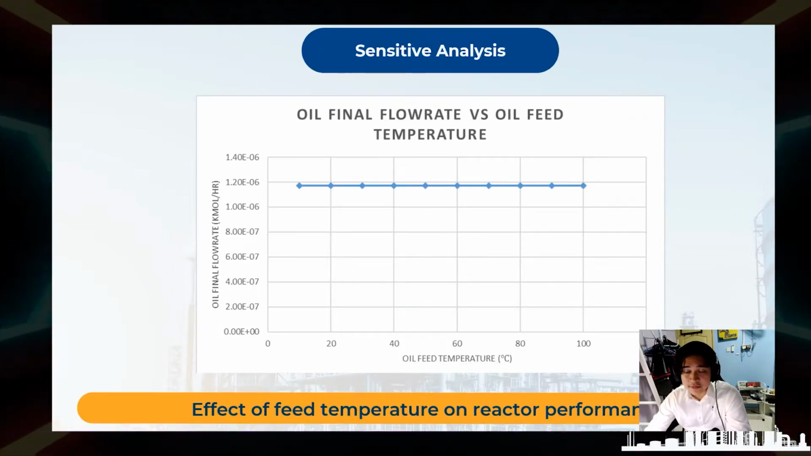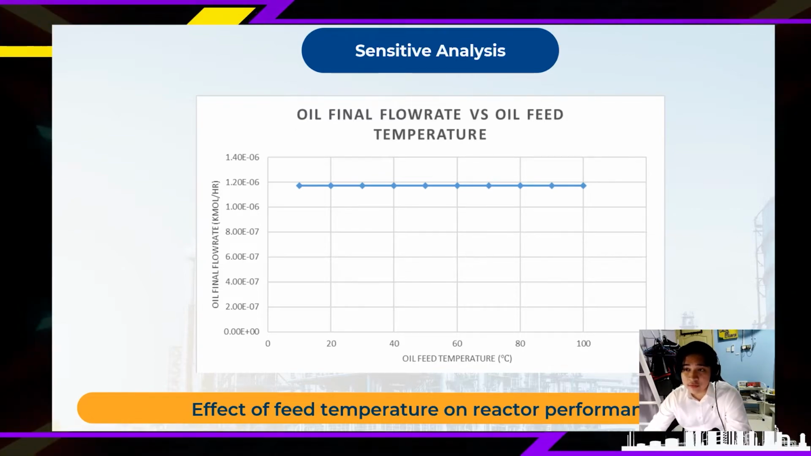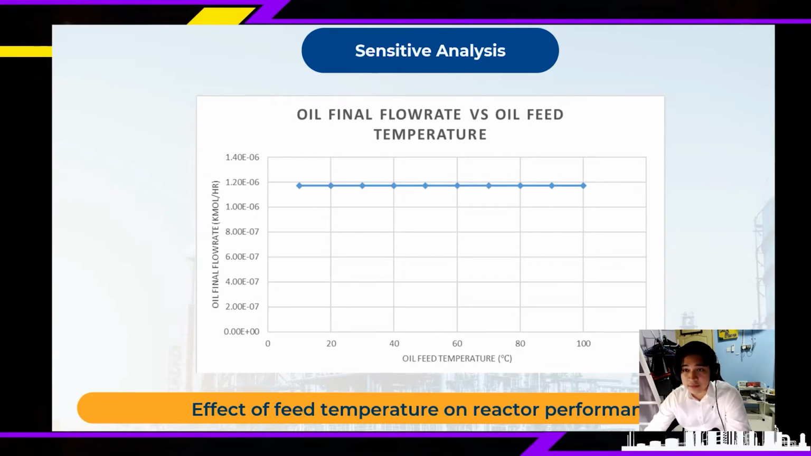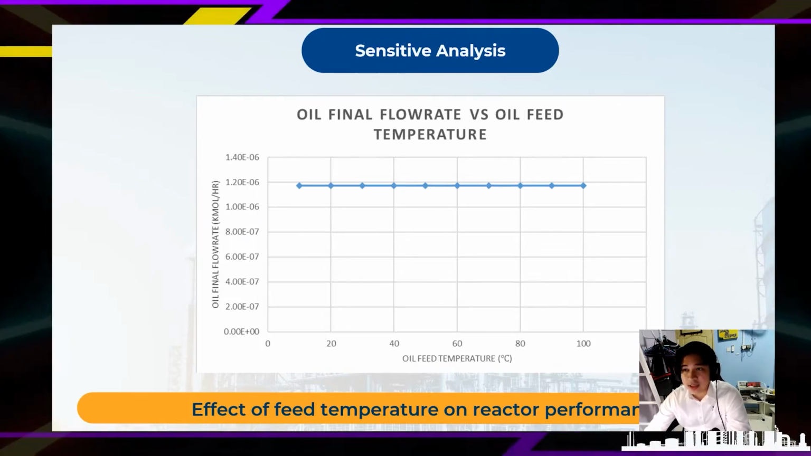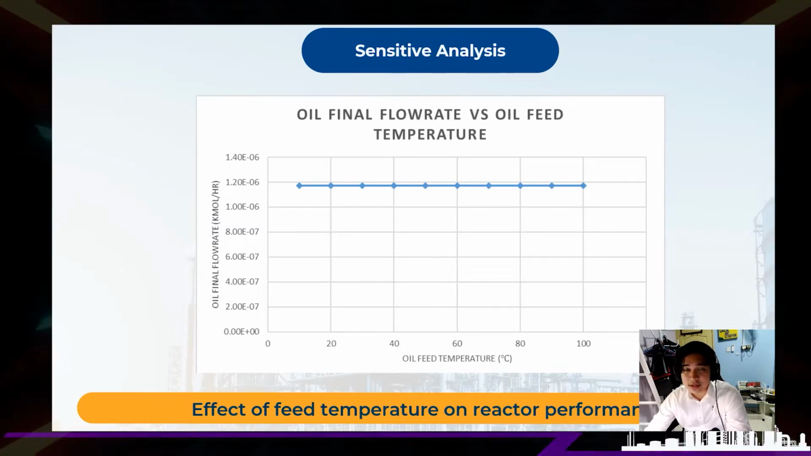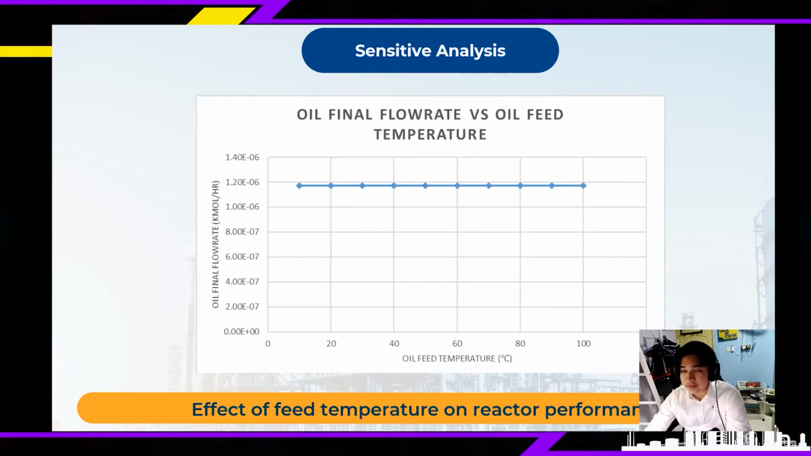We also have done sensitivity analysis. From the graph, we can know that the final oil flow rate will not be affected by changing the feed temperature from 10 to 100 degrees Celsius. This is because the palm oil will still be heated to 170 degrees Celsius in both CSTRs to achieve maximum conversion.